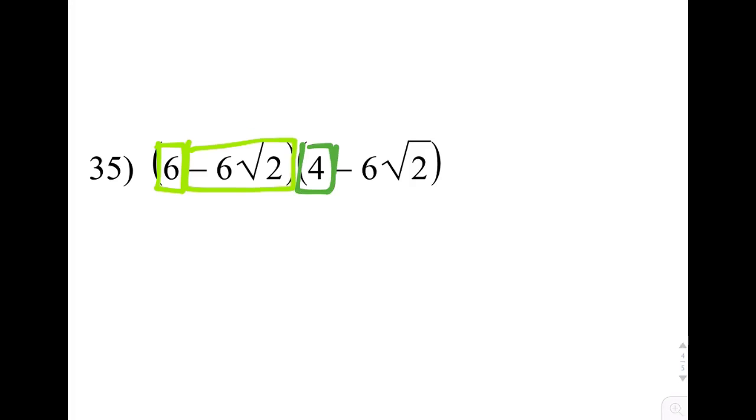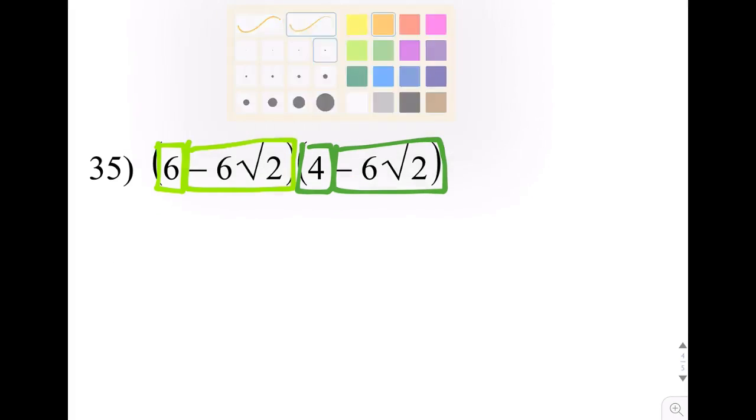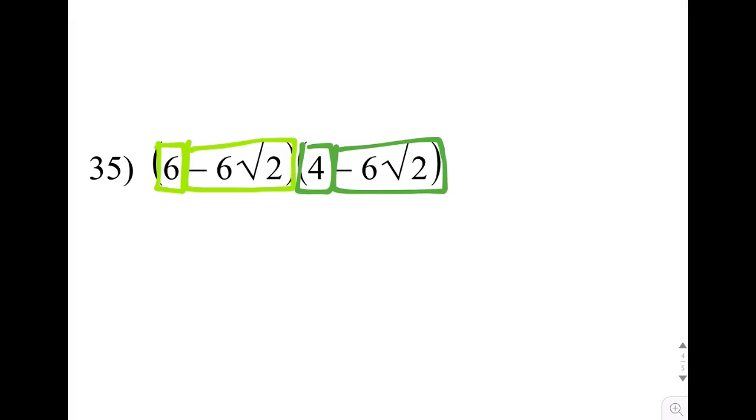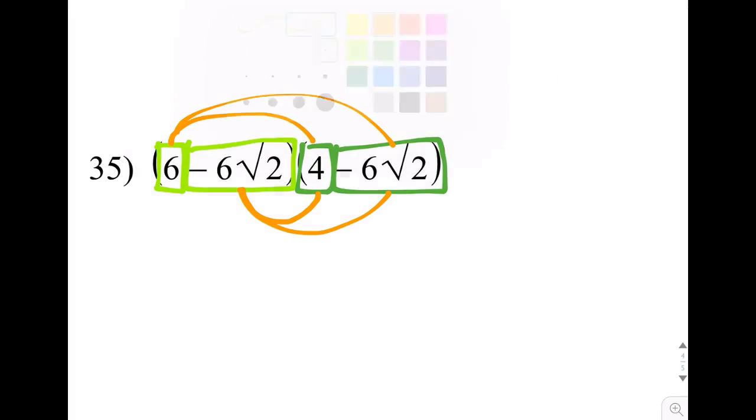I have the 4 and that negative belongs to the 6 root 2, so I'm going to put a box around the whole thing. And like before, everything gets connected to everything in opposite parts. So this 6 goes to both of these. This negative 6 root 2 goes to both of these. So every box in one part being multiplied gets multiplied by every box in the other part. That way all your terms end up multiplying. So let's write this out.